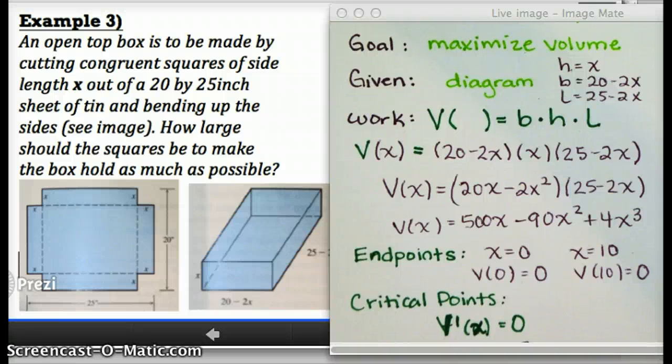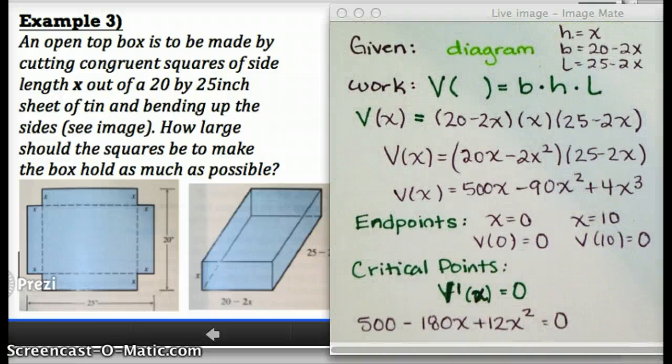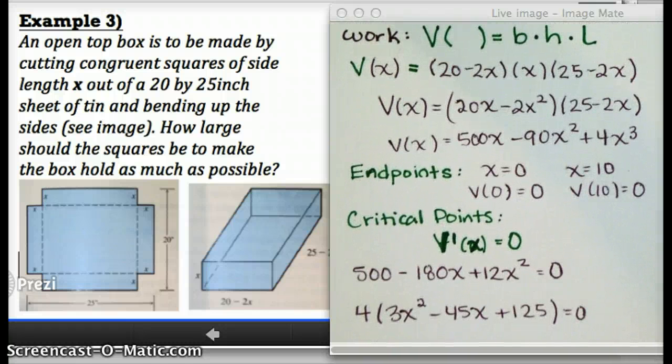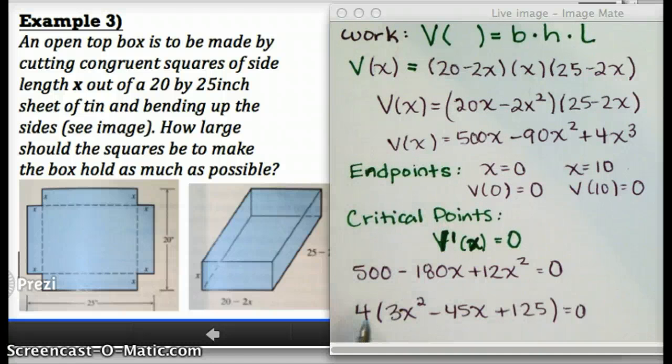To do that, I got the derivative function. It turns out to be just a simple quadratic. And then I tried factoring out a GCF. But even factoring out a GCF, it turns out this is not a factorable quadratic. It doesn't mean it doesn't have solutions. We just can't find them by factoring.